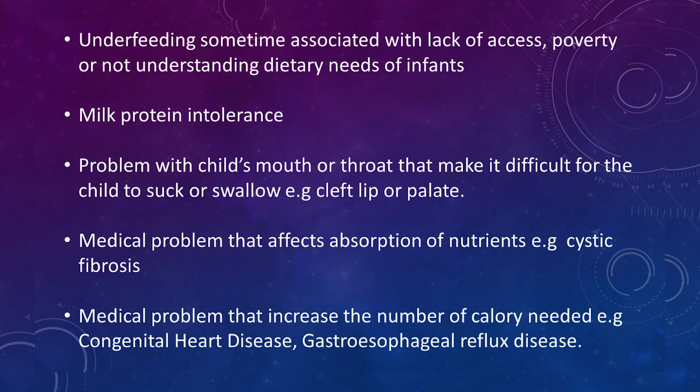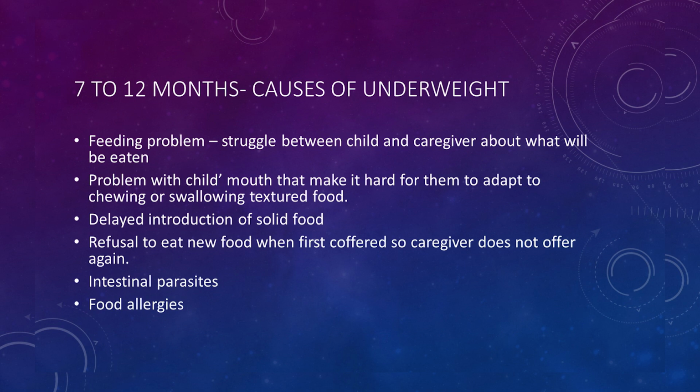So if the child is suffering from congenital heart diseases like ASD, VSD, or sometimes gastroesophageal reflux disease, GERD, those medical problems increase the number of calories needed for the child, and when those calories are not met, the child ends up underweight. Then the causes of underweight in children in the age group of 7 to 12 months.